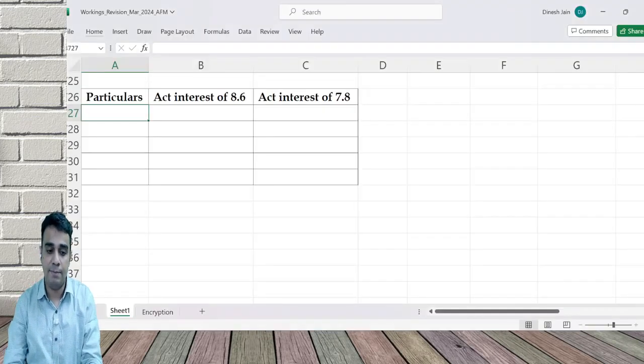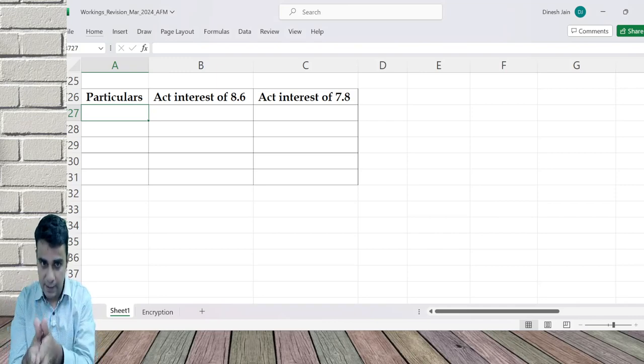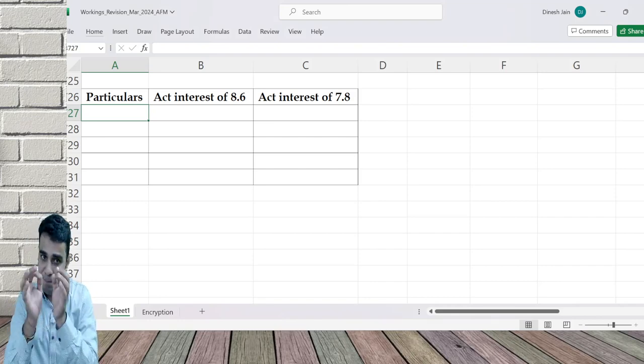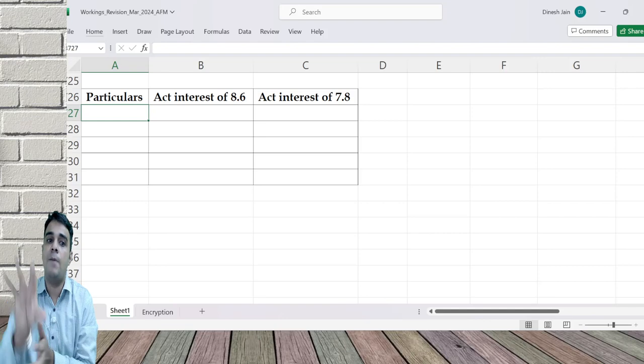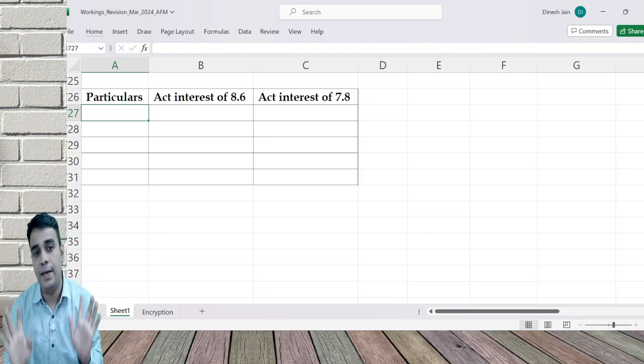8.3. Listen, very simple. If actual interest is 8.6, pay 8.6 and get a compensation of 0.3. And if actual is 7.8, pay 7.8 and pay a compensation of 0.5. Effectively, you will pay 8.3. One adjustment alone is needed, which is called net settlement. Some discounting needs to be done.